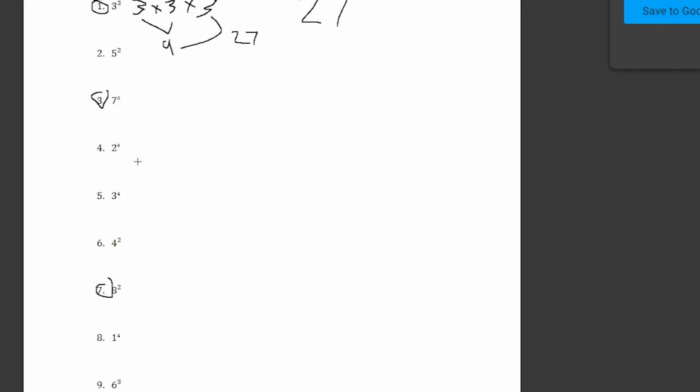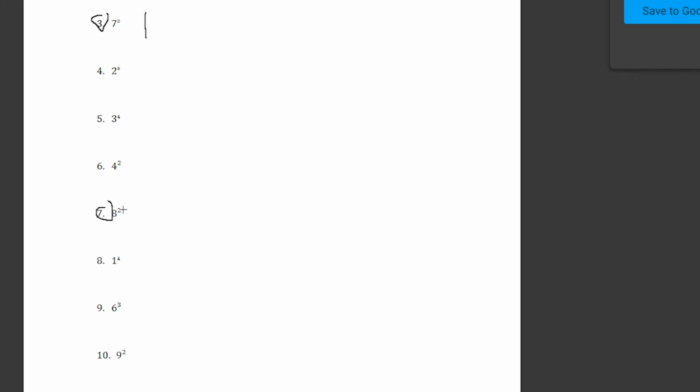For number 3, we see that we have a power of 0, and we know that anything to the power of 0 is 1. So for number 3, our answer is just going to be 1. Lastly, for number 7, we have 8 to the power of 2, which is another way of writing 8 times 8. We can just multiply 8 by 8, which gives us 64. So for number 7, our final answer is 64.